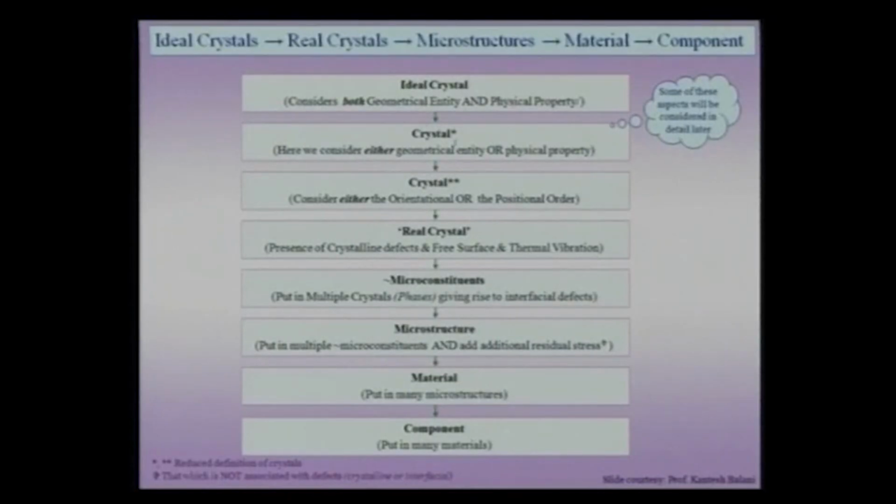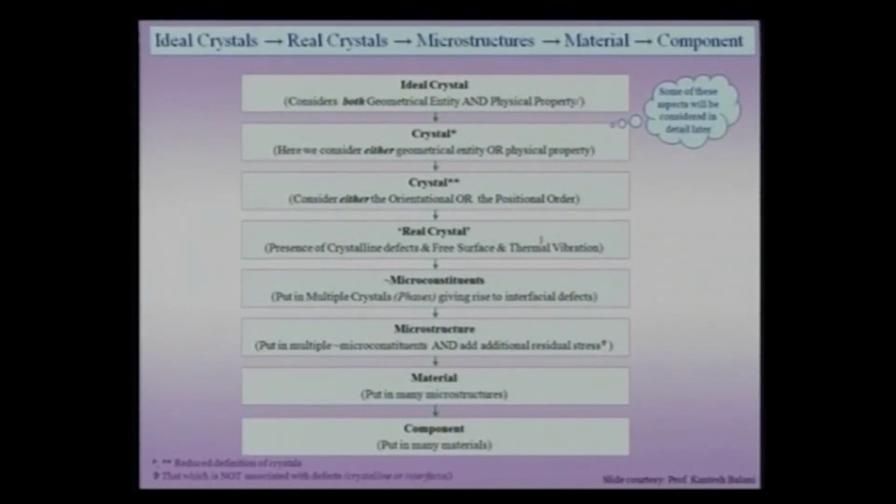I can have a reduced definition of a crystal which I call a crystal star, wherein I consider either the geometrical entity or the physical property. Further, I could have an even more reduced definition of a crystal, wherein either I consider the orientational order or the positional order. Further, I could introduce various kinds of defects, and we will consider these defects in detail later, which are known as crystalline defects. I can introduce a free surface, which is absolutely unavoidable for any real crystal, and finally thermal vibration, which is also unavoidable in real circumstances.